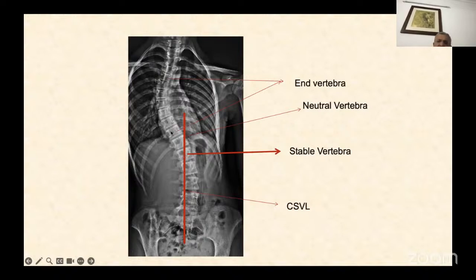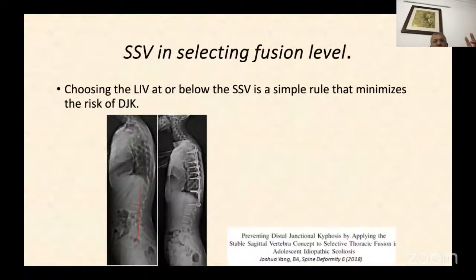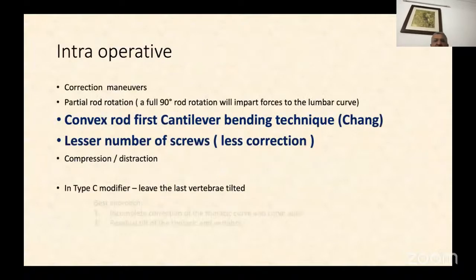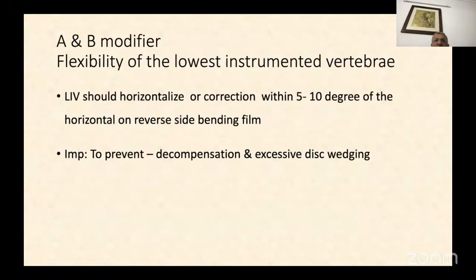that means you are already into the lumbar curve. If your correction ends from end vertebra to end vertebra, you can go for maximum correction because it allows the compensation to happen along the whole of the curve. But if you are going to the stable vertebra, which is already into the lumbar curve, it is always safer to do an undercorrection rather than a maximum degree of correction, number one. Number two, it is also important to leave some degree of residual tilt of the L1 vertebra. And that's what I would prefer.